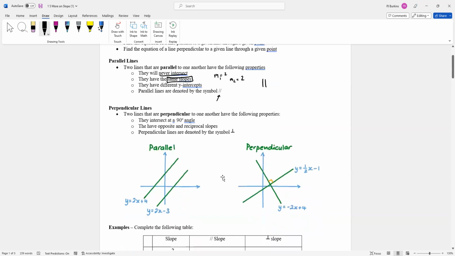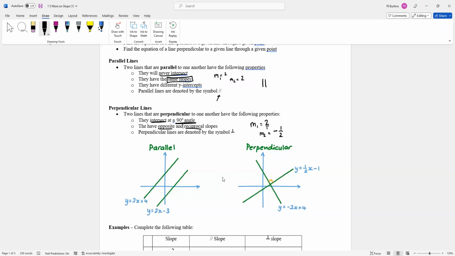Perpendicular lines, right? The term perpendicular means two lines that have a 90-degree angle between them, or that intersect at a 90-degree angle. Okay. They have what's called opposite reciprocal slopes. So if the slope of the first line is, let's say, 2, then the slope of the second is going to be opposite, meaning opposite in sign. So it becomes negative. And it's the reciprocal, meaning you flip over the fraction, right? If you would like to think of this as 2 over 1, it becomes minus 1/2.